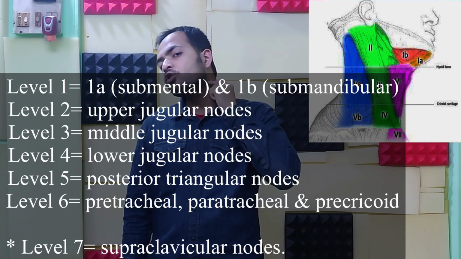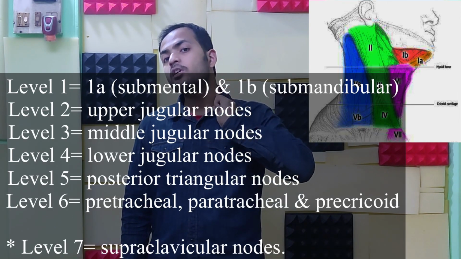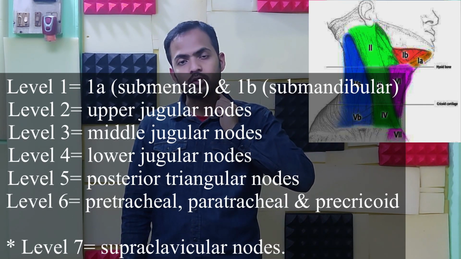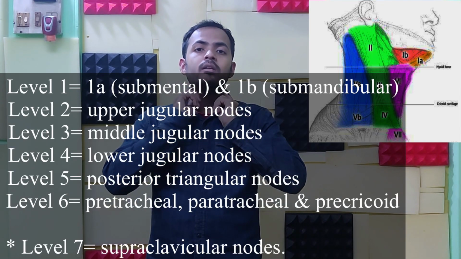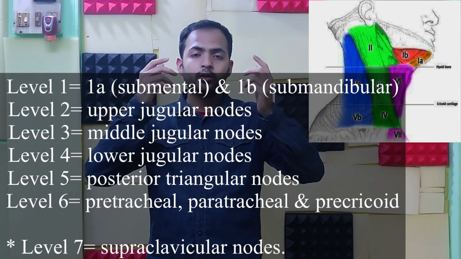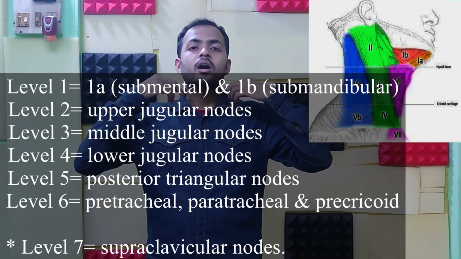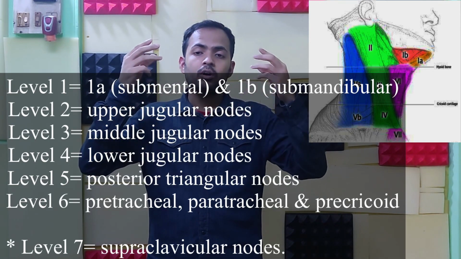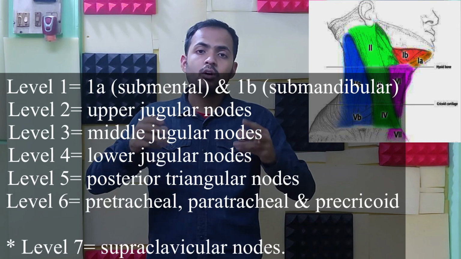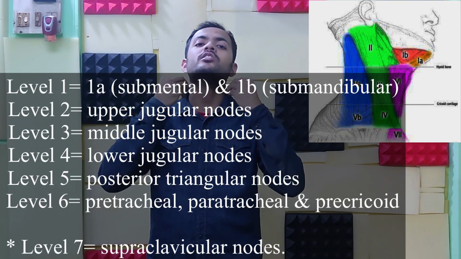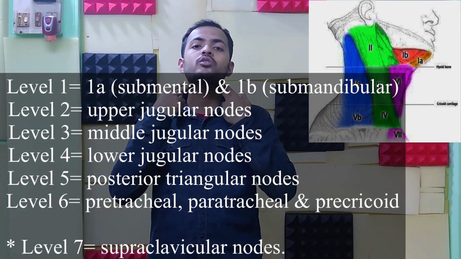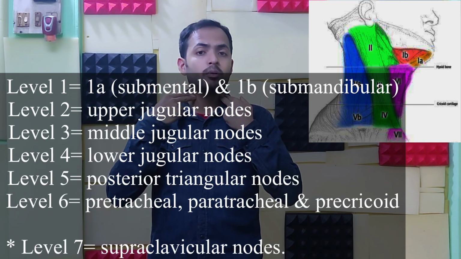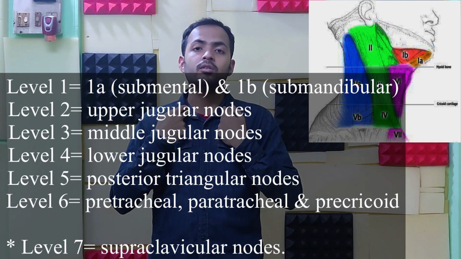Level 2, here you're gonna get upper jugular nodes. Level 3, middle jugular nodes. Level 4, inferior jugular nodes or the lower jugular nodes, in the jugular vein, both sides. So you're gonna divide these jugular nodes into 3 parts: upper, middle, lower. Among all of these segments, there are lots of clusters of lymph nodes. So upper jugular level 2, middle jugular level 3, lower jugular level 4.